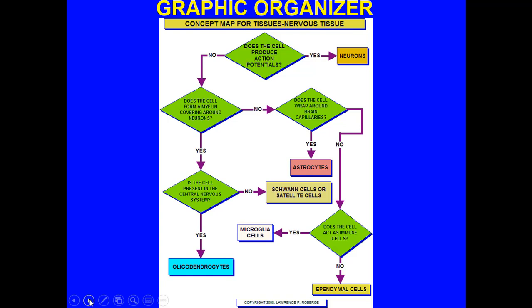If you go back to, does it form a myelin covering around the neurons? If it's yes, is the cell present in the central nervous system? If it's yes, it's oligodendrocytes. If it's no, it's Schwann cells and satellite cells.